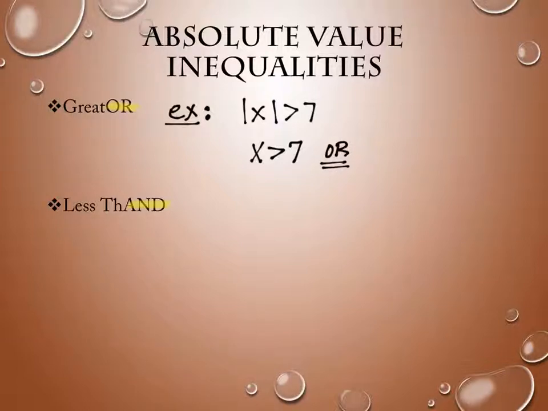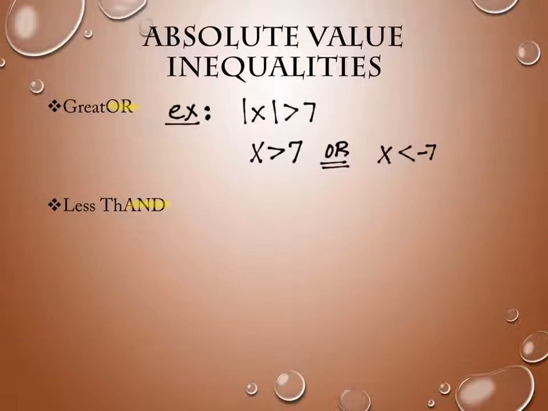Because it's a greater statement, I actually could have really big negative numbers. So would negative 10 work? What's the absolute value of negative 10? 10. Is 10 greater than 7? Yes. So the other option is that x could actually be less than negative 7. Right? Because numbers that are less than negative 7 would be like negative 8 and negative 9 and negative 10. And all of those, when we take the absolute value, would become positive and would be greater than 7, right?